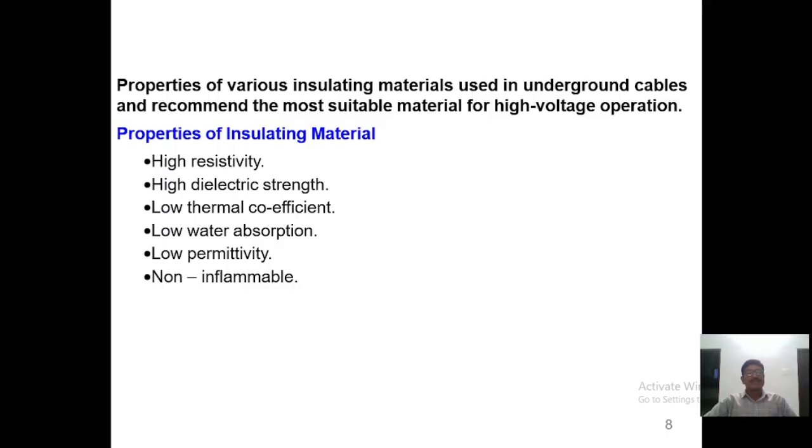Then the properties of various insulating materials used in underground cables, and the most suitable materials recommended for high voltage operations, are: the insulating material properties are high resistivity, high dielectric strength, low thermal coefficient, low water absorption, low permittivity, non-inflammable.